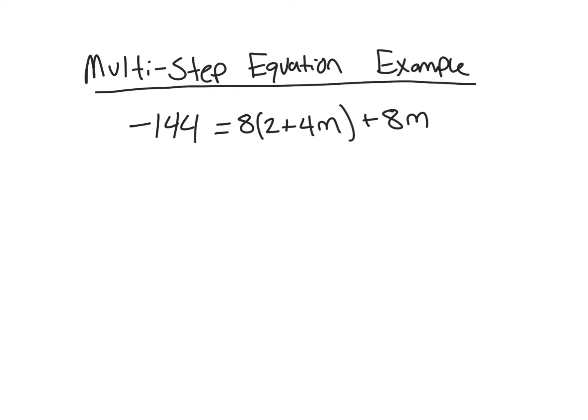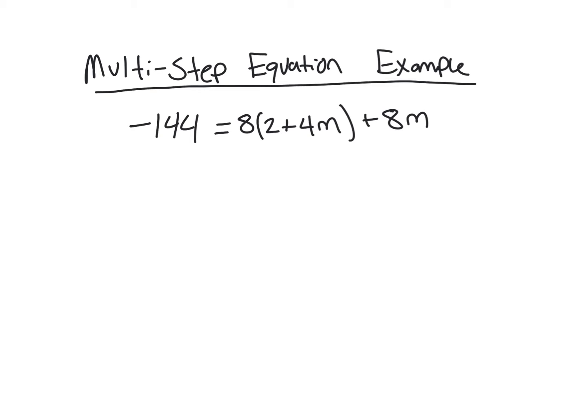However, we can't do anything inside of this parentheses here yet because we have this times 8 on the outside. So that means that the first thing that we're going to have to do is deal with this term right here, this 8 times, in parentheses, 2 plus 4m. So that's the first thing we're going to have to deal with. And we have two options as to how we approach this.